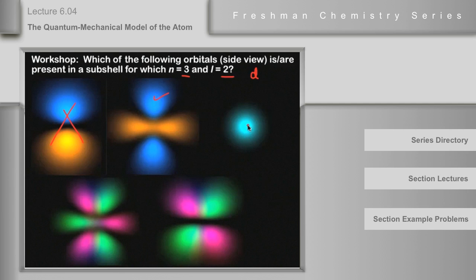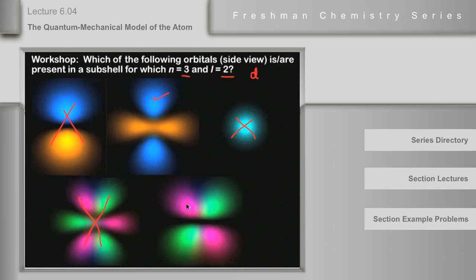This one clearly is not a d orbital. It's some kind of an s orbital. It looks like a 2s to me. So take that one out. Now let's look at this one here. 1, 2, 3, 4, 5, 6 lobes. Could it be a d orbital? No. This is actually an f orbital. And you don't have to recognize this as an f orbital. You just have to recognize that it's not a d orbital.